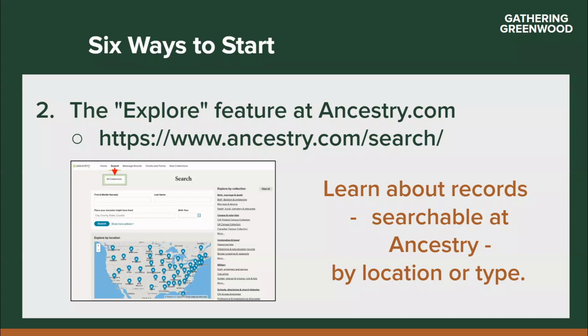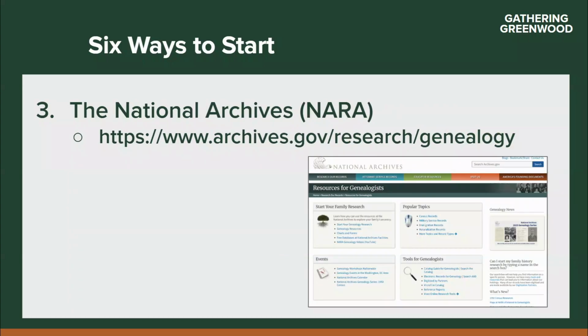You can look at records by location, as indicated with the map there, or by record type, which are the links to the right of the map. Generally speaking, Ancestry is very user-friendly, so I'm not going to spend more time on this resource, but I do encourage you to check out the separate quick guide video for this Explore feature at Ancestry.com if you want more information. There's lots given in that video as well as some examples.